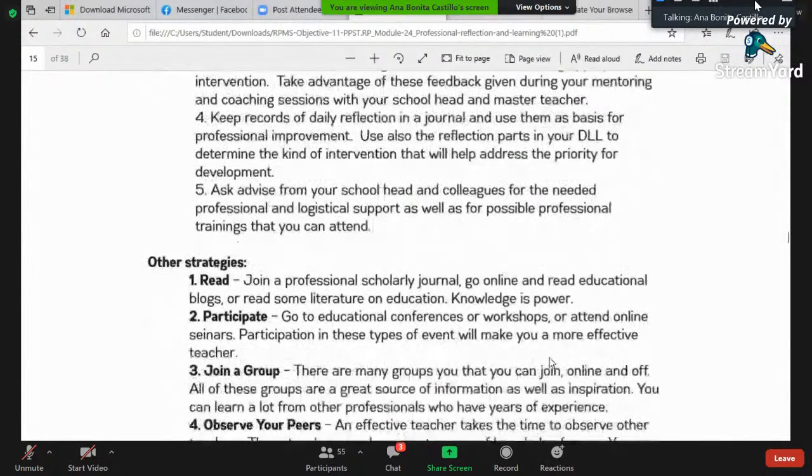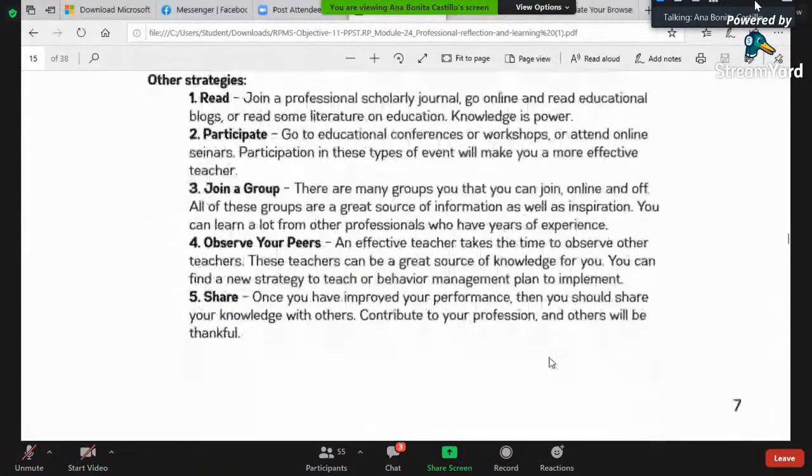Okay, what are the other strategies? We have here: read, participate, join a group, observe your peers, then share.